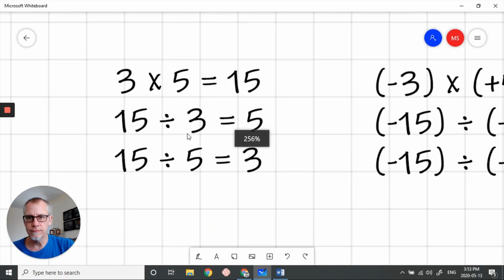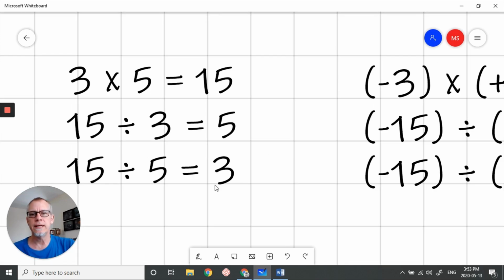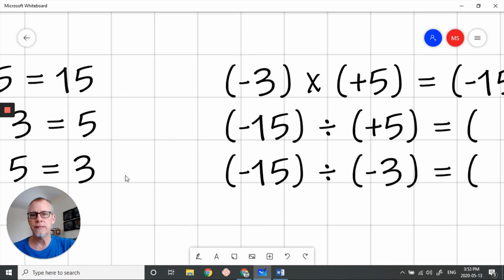This is something we all know well, that this is like a fact family, and that if 3 times 5 is 15, then 15 divided by one of those two factors results in the other factor, and 15 divided by the other factor results in the first factor. This is always true. So let's apply this now to a fact family that includes a negative integer.